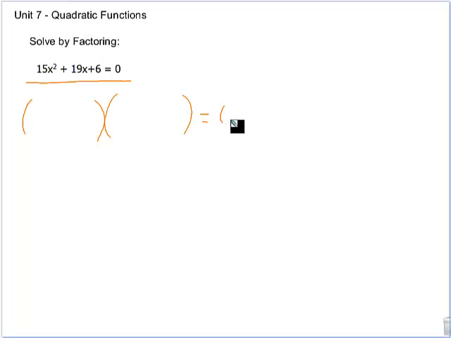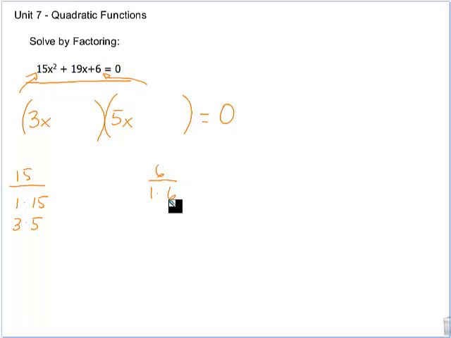Split it up into its two different parentheses, and then you need to figure out what the first terms could be. Our first terms have to multiply to give us 15. So our options for 15 are 1 times 15 and 3 times 5. Most likely, 3 times 5 is going to be correct, so I'm going to fill that in with 3x and 5x.